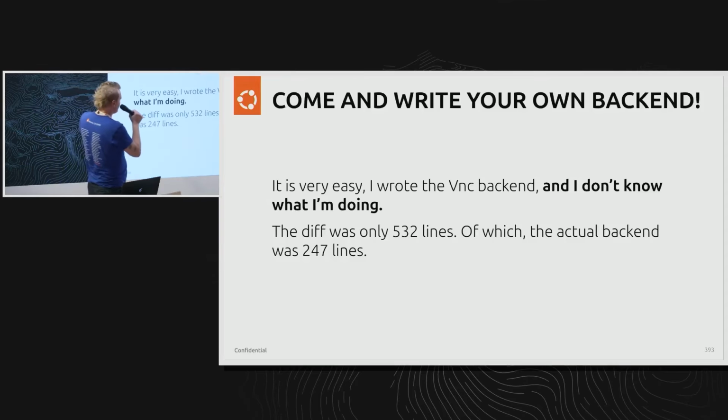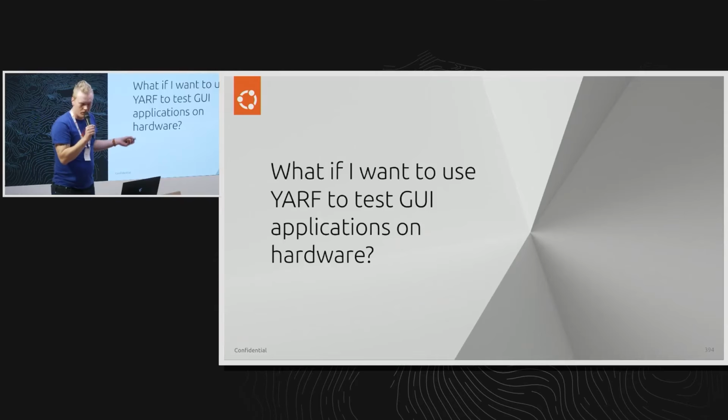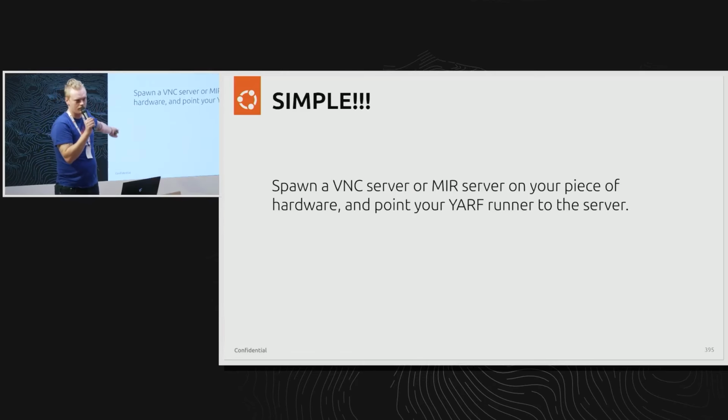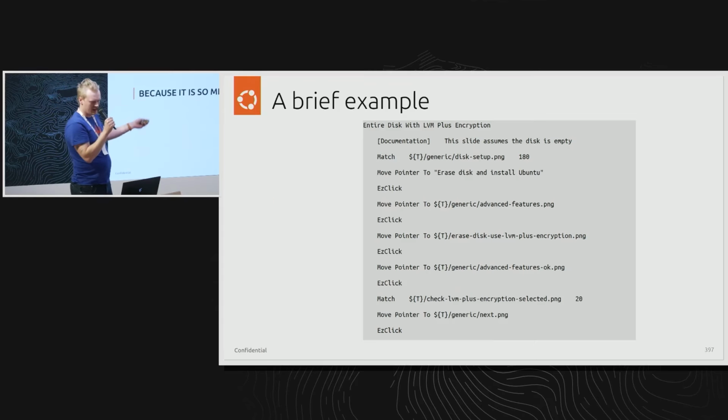I wrote the VNC backend and I don't know what I'm doing. So it's not difficult. It was about 250 lines of Python for the actual backend. Super straightforward. What if you want to use YARF to test GUI applications on hardware? Just spawn a VNC server or a MIR server on that hardware, point YARF to it, it will run. Straight, very easy. Why do I believe in it so much? Because like I've been emphasizing, it's so easy. Everyone that I've pushed this on, whilst they've been annoyed by me doing so, has found it very nice, and I've had great feedback from everyone in the desktop team.